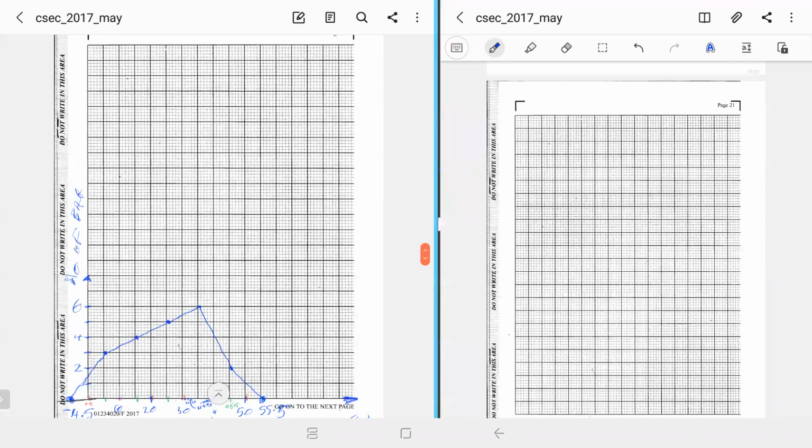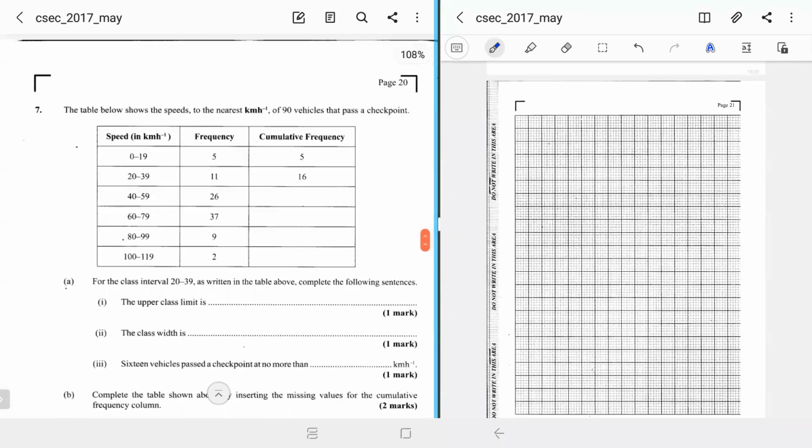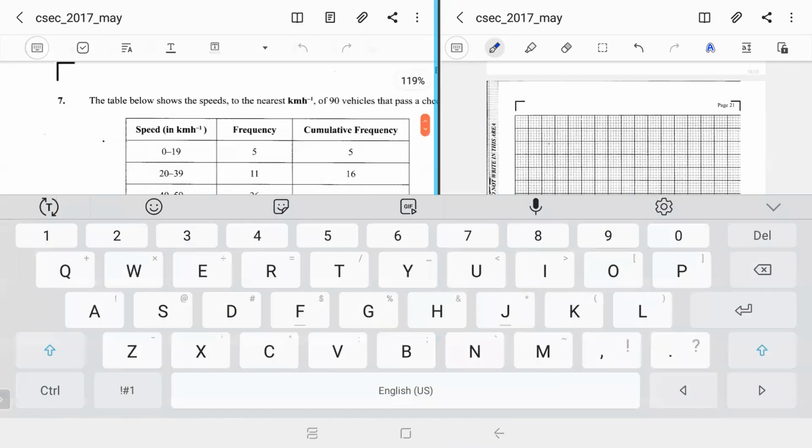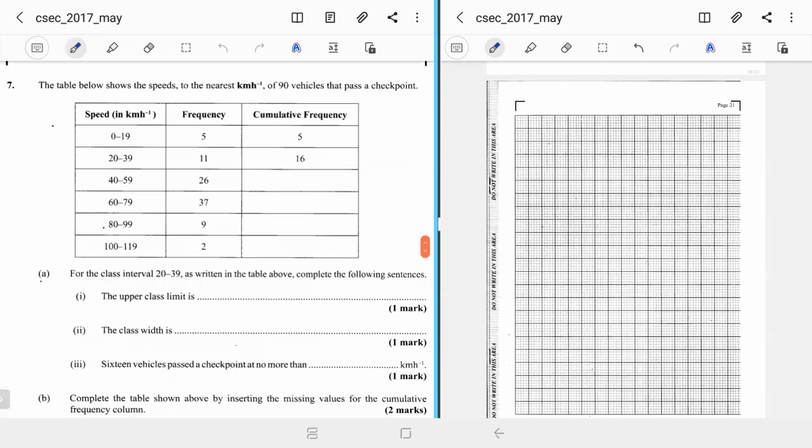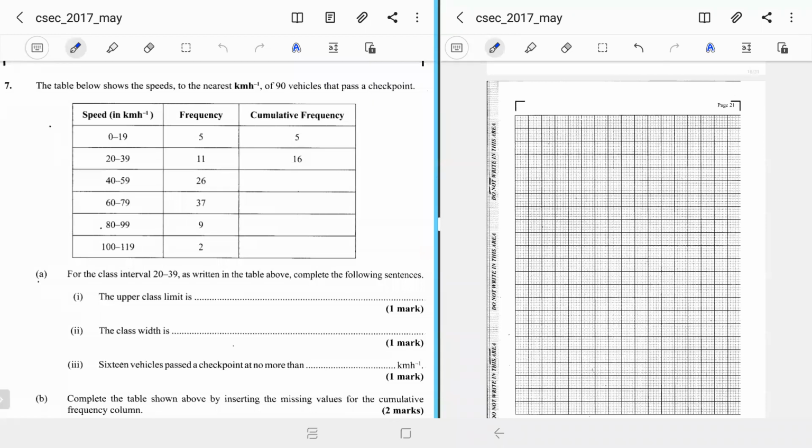All right. So let's do the question now with your 2017. This question says the table below shows the speed to the nearest kilometer. See, again, it's to the nearest kilometer. So it's a measurement. They're measuring the speed, but giving it to the nearest kilometer, of 90 vehicles that pass a checkpoint. All right. So these are the speeds: 0 to 19, down to 100 to 119. This is the frequency. I'm sure this adds up to 90. We can check it. And then this is the cumulative frequency.